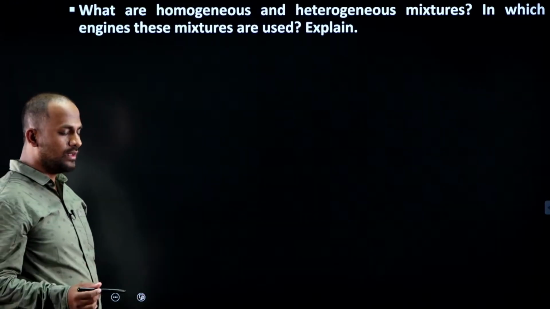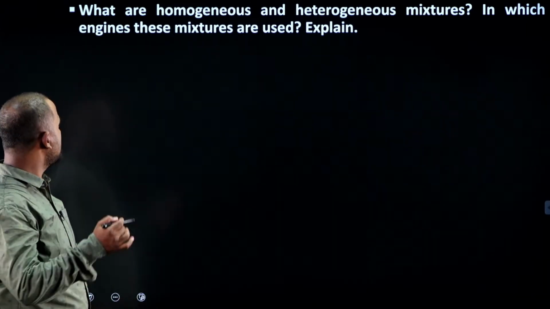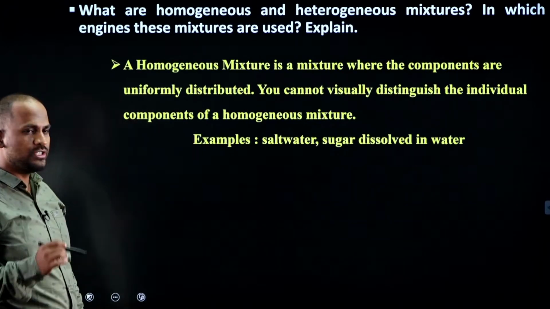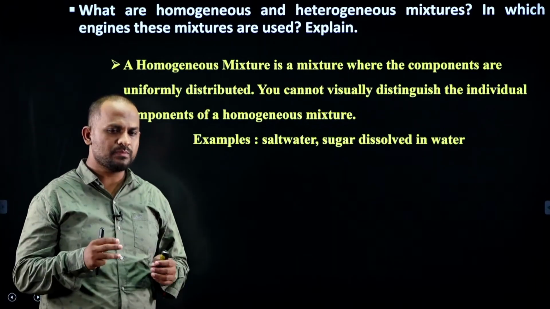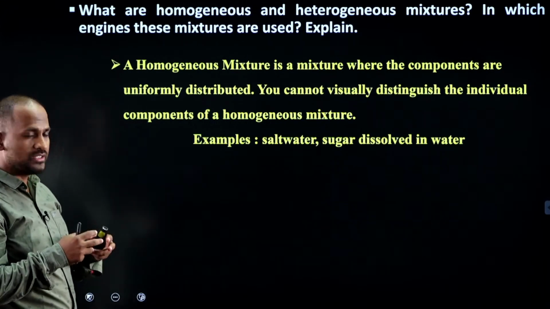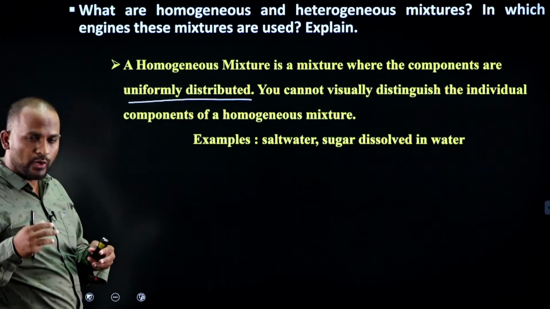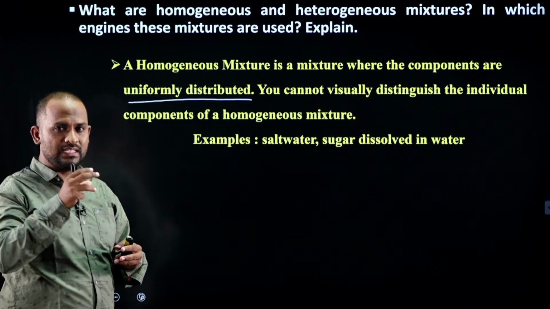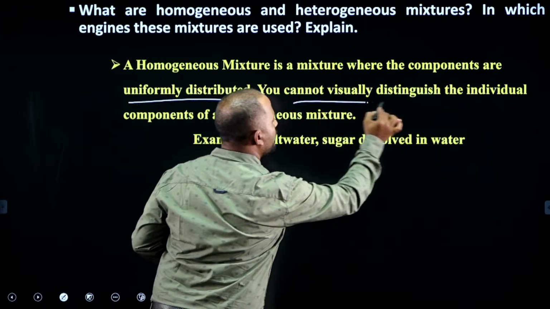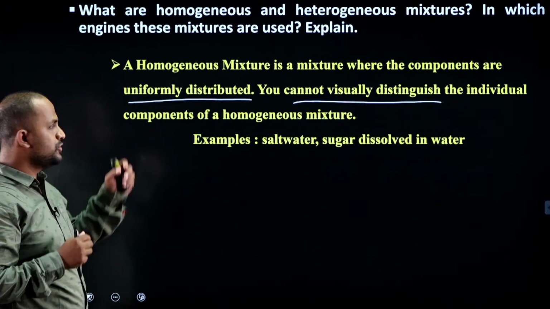Now let us start with the first one, that is, what are homogeneous and heterogeneous mixtures, in which engines these mixtures are used, and explain. So first we will know about the homogeneous mixture. Here, homogeneous mixture means when two components are mixed, those two components are uniformly distributed. After the mixing, if I want to see the individual components, it cannot be seen, that is, they cannot be visually distinguished. So this type of mixture is called a homogeneous mixture.